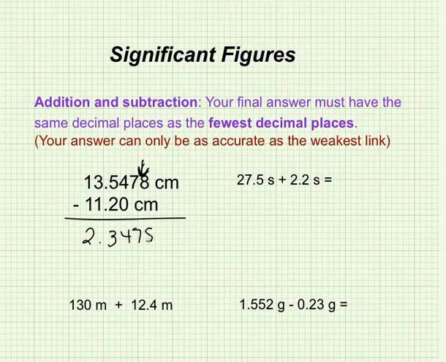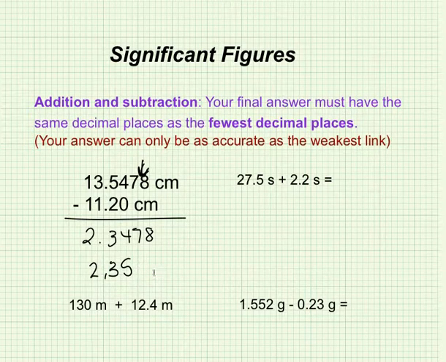So this is going to be 2.3478. If I put that in my calculator, that's what I would get. And if you put that down as an answer, you would be incorrect because you're not using the appropriate number of significant figures. The best this can go to is the 100th, which means we're going to have to round this to 2.35.